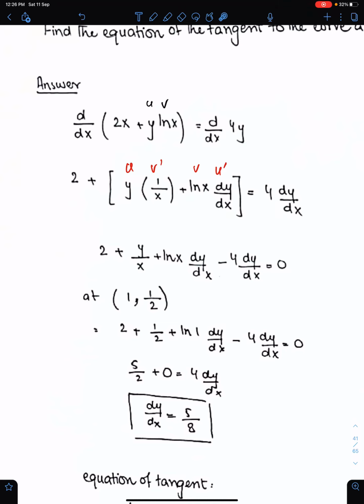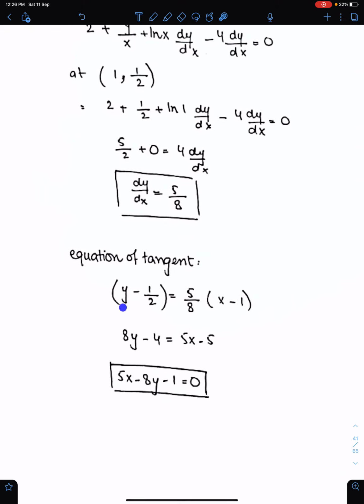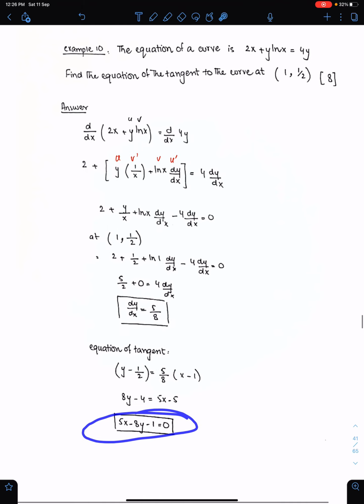Now you need to substitute this point (1, 1/2) here, or maybe here. You have the option, you can substitute it either here or here. So when you substitute (1, 1/2) into this equation, where y is half, x is 1, ln 1, you'll get this equation. And when you simplify this, you'll get this value of gradient, 5 upon 8. The equation of the tangent is very simple. It is y minus y1 equals m times x minus x1. That's the final answer. You can take the screenshot of the solution if you want.